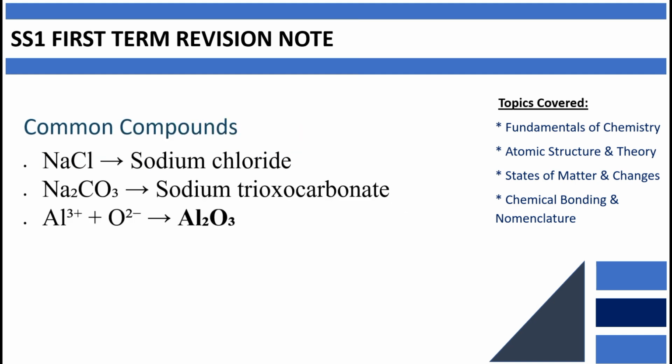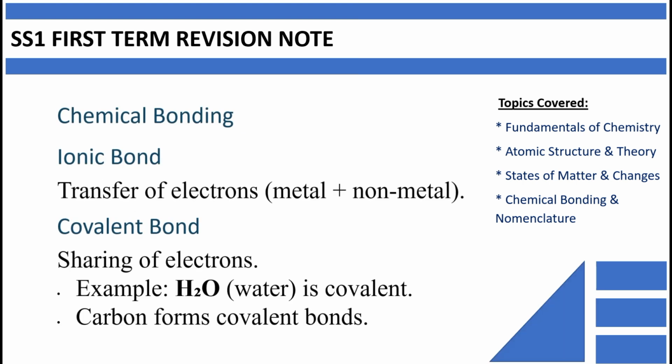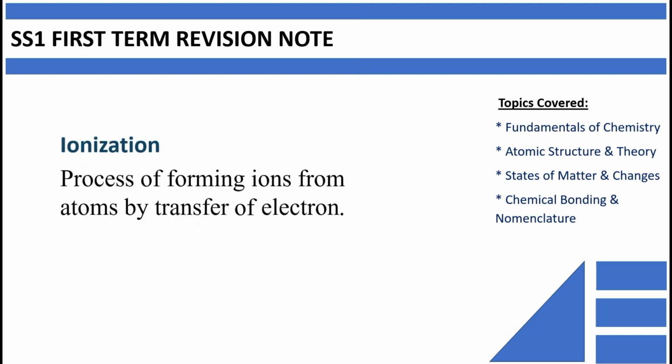There are some compounds I would like you to look into. Sodium chloride, where we have sodium and chlorine joined together. We also have sodium trioxocarbonate(IV). We have aluminium oxide. Note how we form this aluminium oxide. It is very, very important. The bond that exists between metals and non-metals due to electron transfer is what we call ionic bond. But if you look at most bonds that exist between non-metals and non-metals, it occurs by sharing of electrons, and we call it covalent bond. We can see that majorly in carbon atoms.